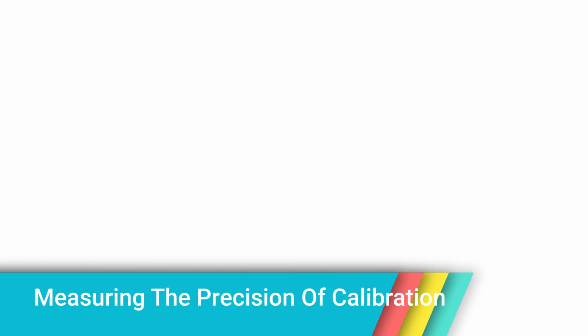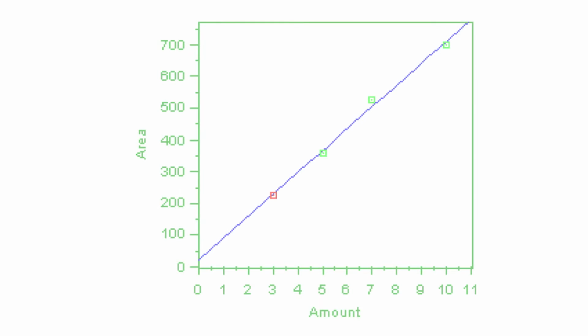Measuring the precision of calibration. The multi-level models described above have only 2 data points, and the calibration line passes exactly through both points. In general, it is not possible to draw a straight line through 3 or more points. In such cases, it is necessary to fit a regression line to the data points using least squares techniques.